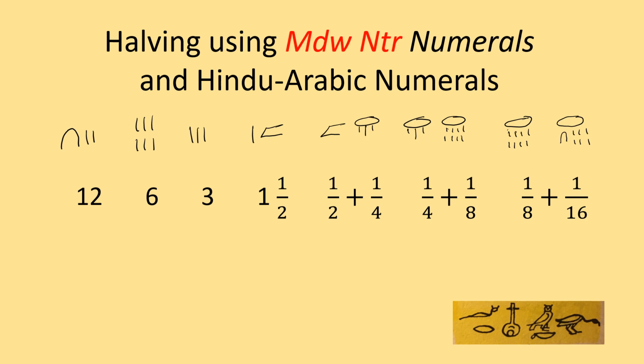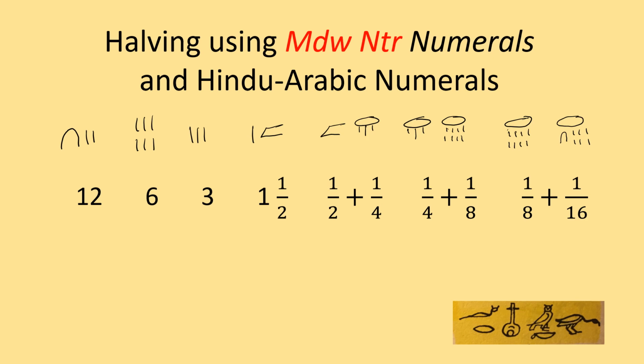Well, 6 is also an even number. We have 3 ones over 3 ones. If we want half of that, that would be easy. That just gives us the 3. Taking half of 3, well, we could take half of 2, which would give us 1. And then half of the 1 that we didn't use would give us a half. So we get 1 and 1/2.